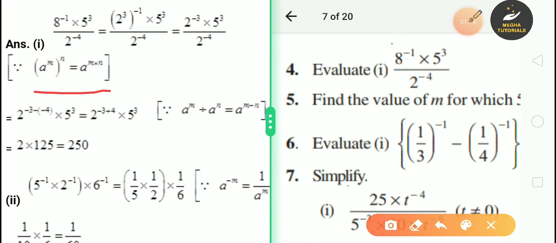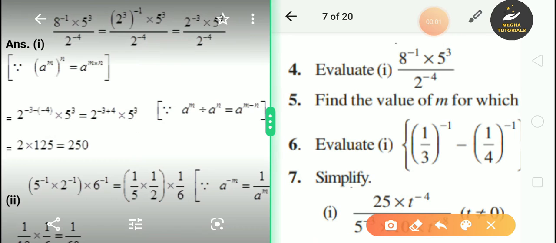Then in 2 raised to minus 3 and 2 raised to minus 4 we can use a raised to m divided by a raised to n is equal to a raised to m minus n. So the next step will be 2 raised to minus 3 minus (minus 4) into 5 raised to 3, so minus 3 minus minus will be plus 4. So we will get 2 raised to minus 3 plus 4 into 5 raised to 3. Minus 3 plus 4 is 1, so we will get 2 raised to 1 into 5 raised to 3. 2 raised to 1 is 2 and 5 raised to 3 is 125. So we will get 2 into 125 is equal to 250. So 250 is the final answer.